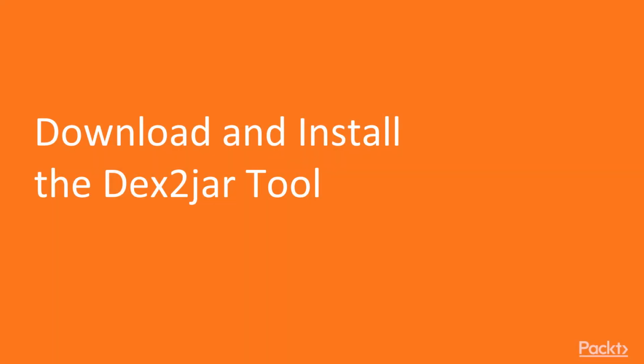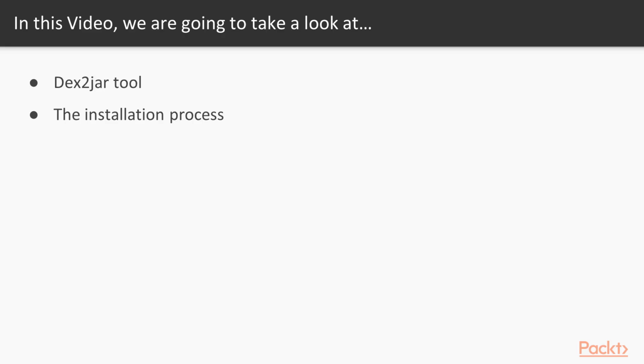Download and install Dex2Jar tool. In this video we are going to learn about the Dex2Jar tool and how we can use this Dex2Jar tool inside the Windows machine to convert the APK file into jar file. So that we are going to understand in this video.